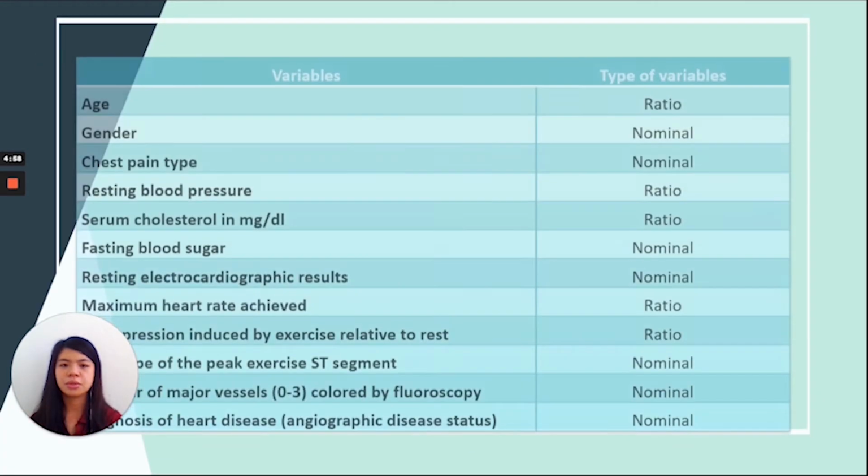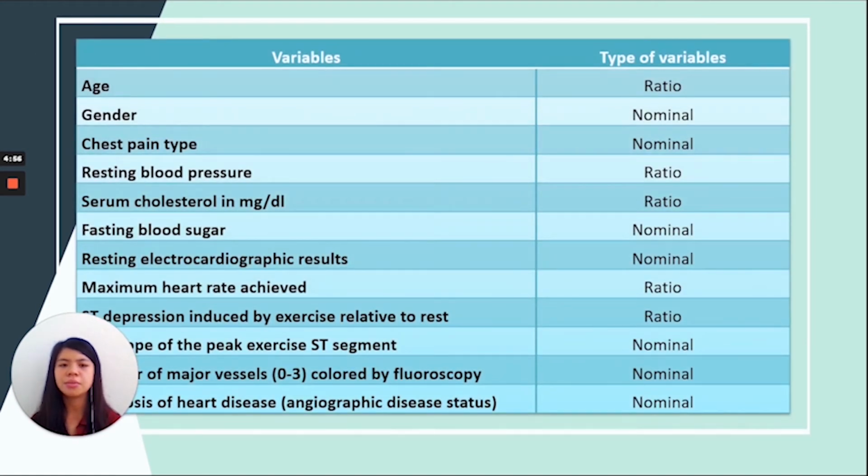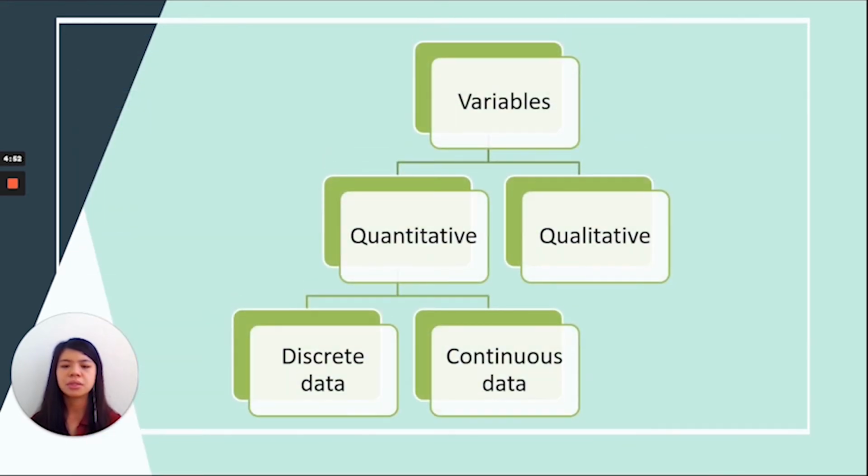This table shows the scale of measurement for all variables included in the data collected. As for quantitative variables, the data was divided into two types, that is, discrete data and continuous data. All quantitative data are discrete data except for the ST depression induced by exercise.